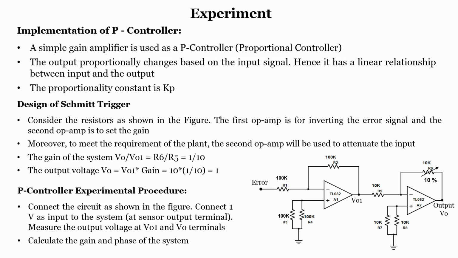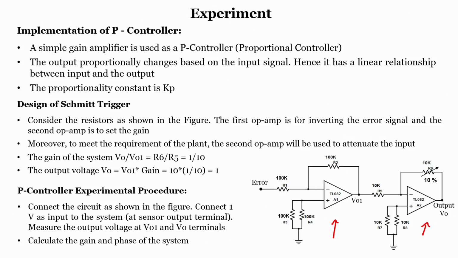Design of Schmitt trigger. So, if I consider the resistors as shown in figure, right, I can design a Schmitt trigger very easily. The first op amp is for inverting of the error signal, and the second op amp is to set the gain, right. So, this one will help us to invert the signal, this one will help us to adjust the gain. Moreover, to meet the requirement of the plant, the second op amp will be used to attenuate the input.